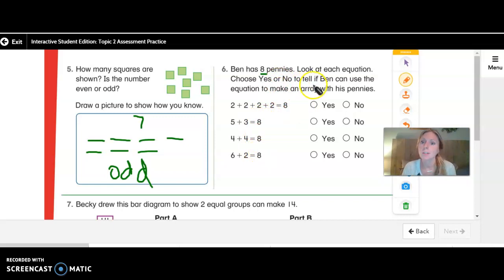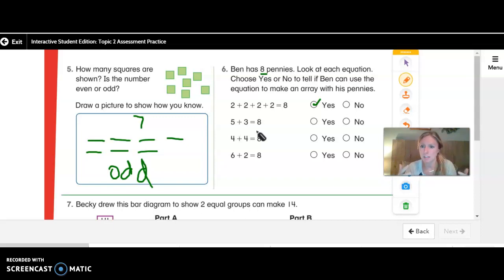Okay, so let's see if he can use the equation to make an array with pennies. Let's see, 2 plus 2 plus 2 plus 2. It does equal 8, and I can create that picture in my head. Can you? I picture columns. 2 apples plus 2 apples plus 2 apples plus 2 apples is equal to 8. Absolutely. 5 plus 3. Well, right away, I picture the 2 rows of 5 and 3, and I know that there's going to be that odd man out kind of.